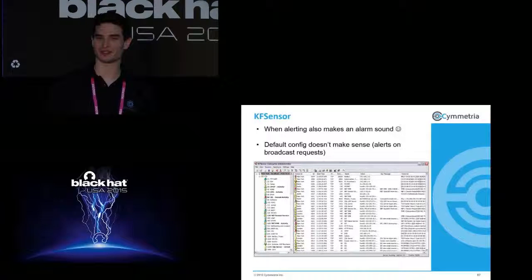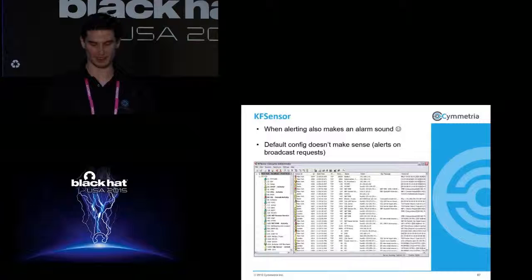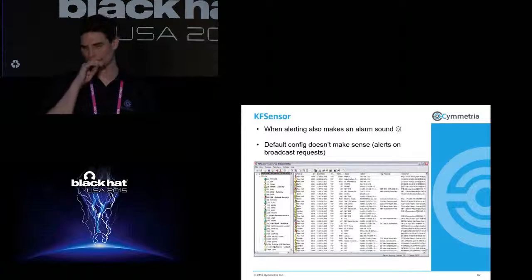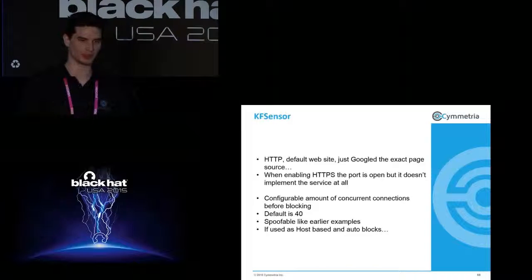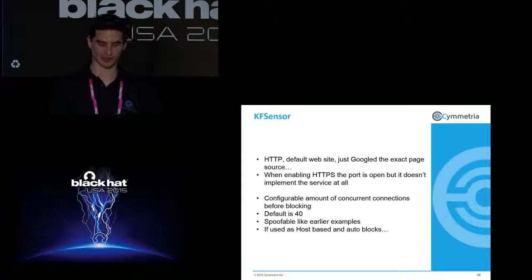The problem with KFSensor is that the default config just runs all the services you can probably imagine. And it also has a very, very low boundary of alerting, right? It also alerts on broadcast requests in the network. So configuring it very accurately is very, very important. And we also found ways of detecting KFSensor. For example, the HTTP service it's running is just a default IIS server, and if you Google the exact page source code, you can find other KFSensor deployments.